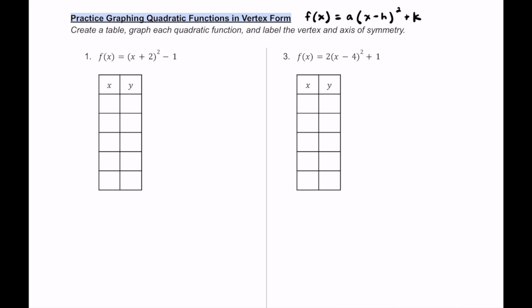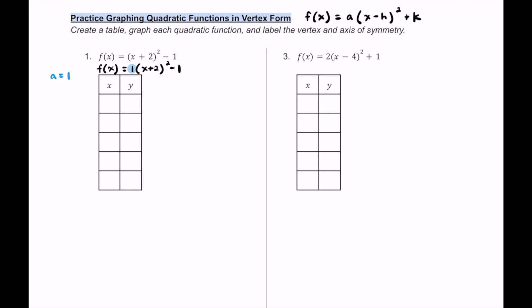So now that we know vertex form, we reviewed it just a little bit, let's look at number 1, where we have f of x is equal to the quantity of x plus 2 squared minus 1. Let's go ahead and write down what our a, h, and k are equal to. There's an invisible 1 in front by the identity property of multiplication. So we're going to write x plus 2 squared and then minus 1. This 1 in front lets us know that a is equal to 1.